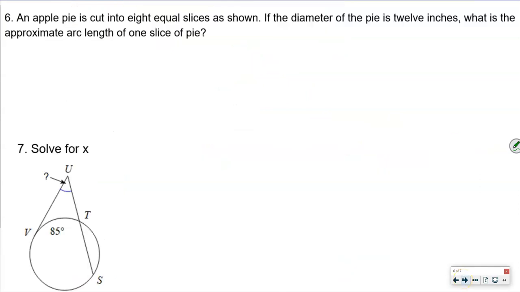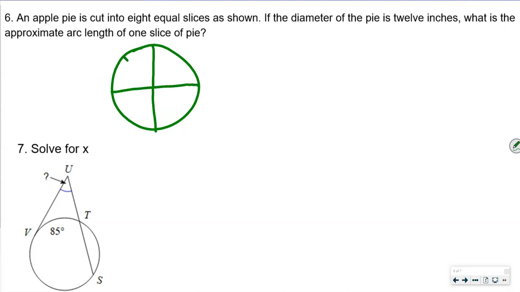So the next one says an apple pie is cut into 8 equal slices as shown. We don't have a pie, so let's go ahead and draw it. So let's do 1, 2, there we go. There's 8 slices, right, y'all? And it says equal slices. It also tells us that the diameter here is 12 inches, right? So if the diameter is 12 inches, what's the radius? If the diameter equals 12, the radius equals 6, right, y'all?